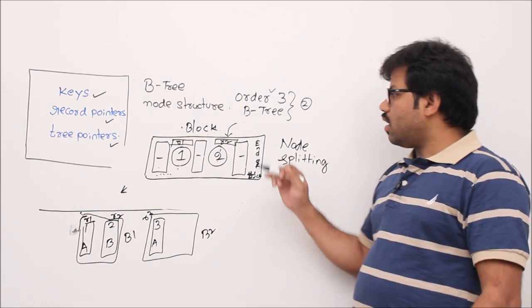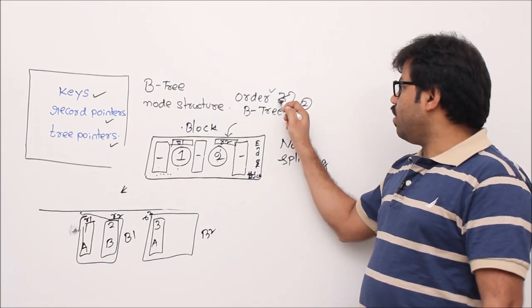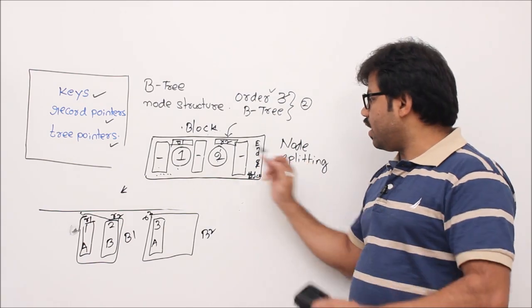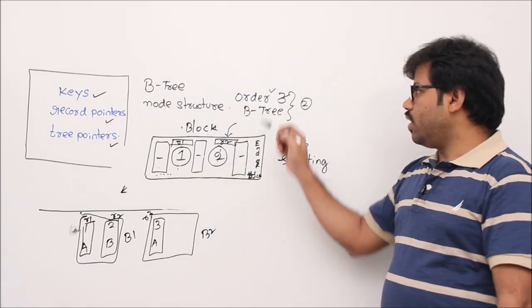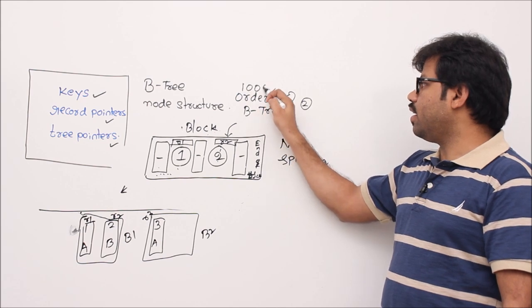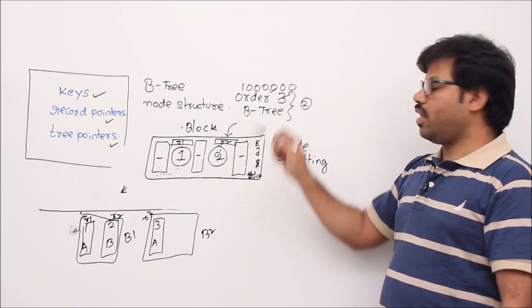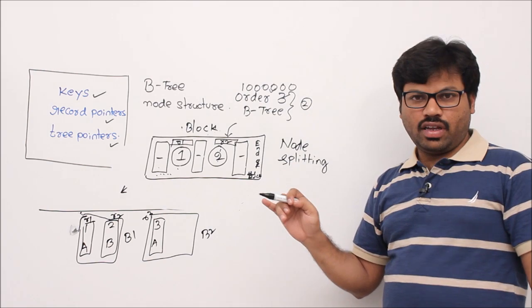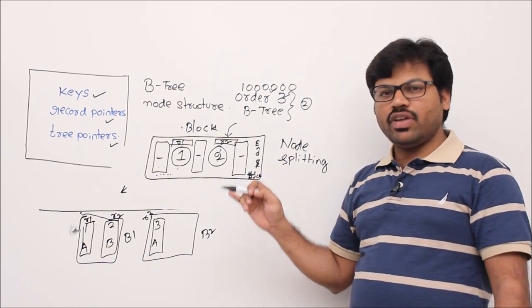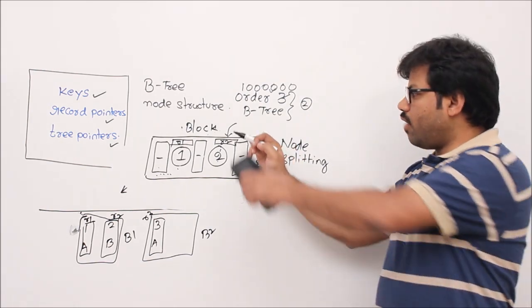Sir, I have a question. Why don't you maintain a very big order so that we never get this kind of node splitting? We'll see. For that you have to maintain an order 1 lakh B tree. When you maintain an order 1 lakh B tree, then the maximum number of keys you can have is 1 lakh minus 1, right? Then you will have a lot of space.